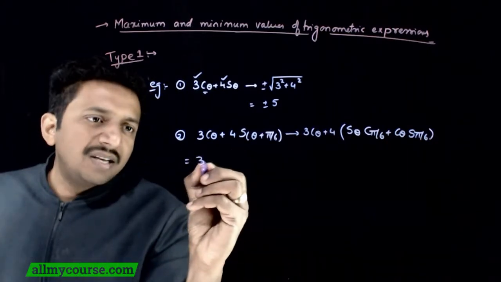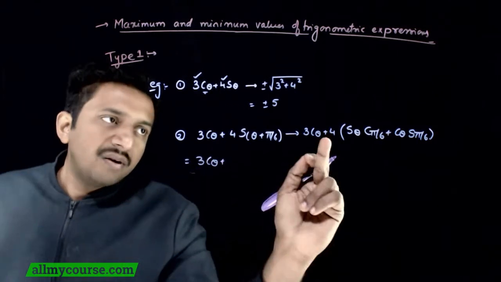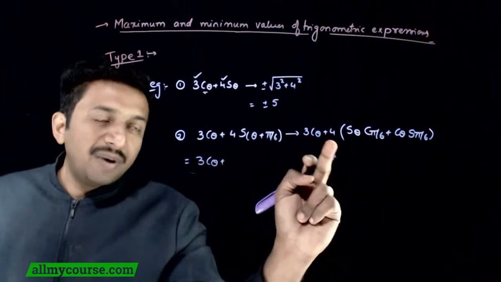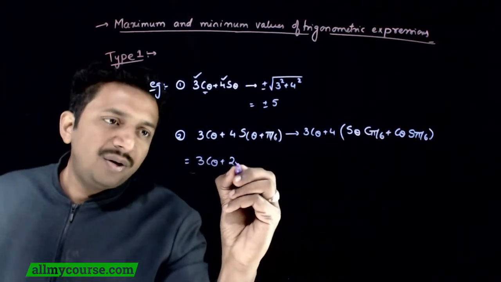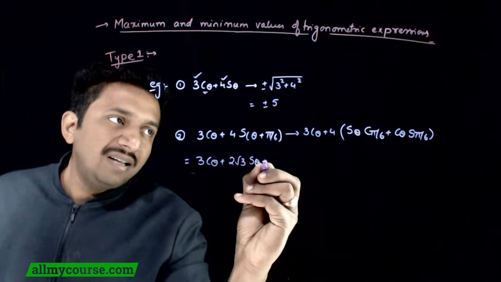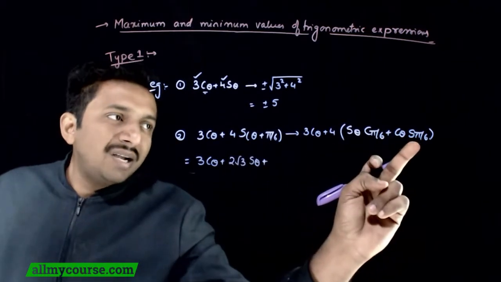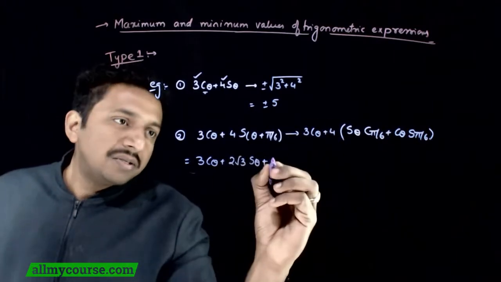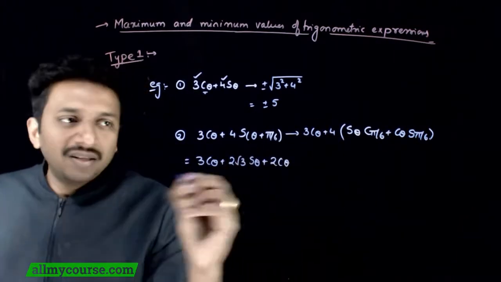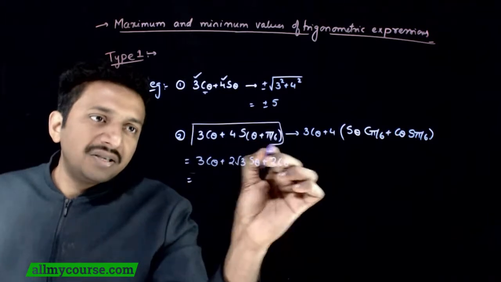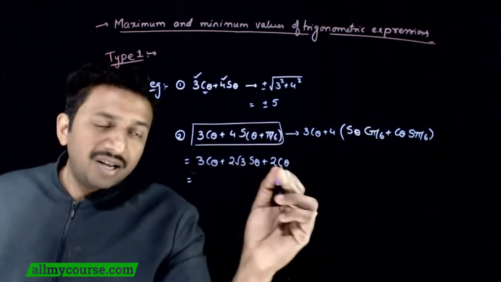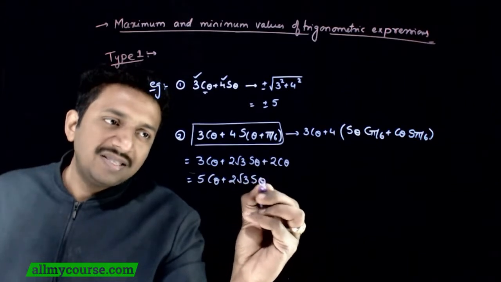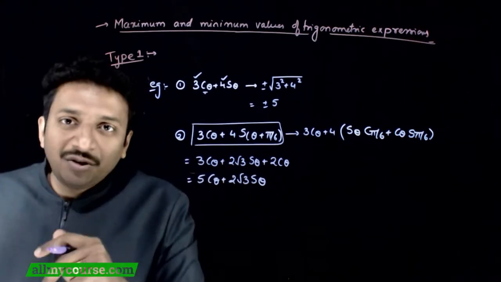So that can be written as 3 cos theta plus 4 times, cos 30 degrees is root 3 by 2. So root 3 by 2 into 4 is 2 root 3 sine theta, plus cos theta into sine pi by 6 is 1 by 2. So 1 by 2 into 4 is 2. So 2 cos theta. So effectively this expression is nothing but 3 cos theta plus 2 cos theta is 5 cos theta plus 2 root 3 sine theta. So now this has been converted into standard form.